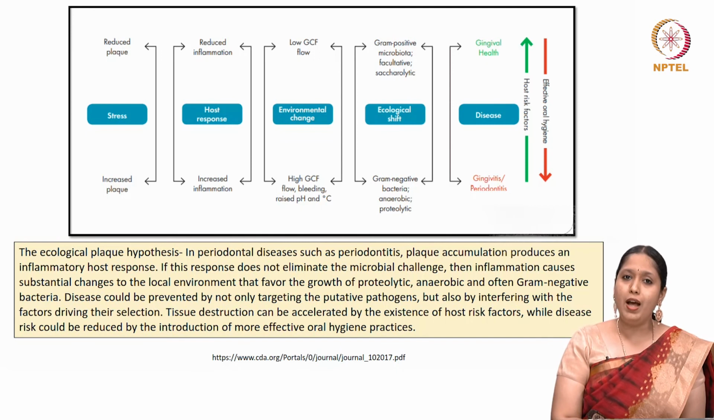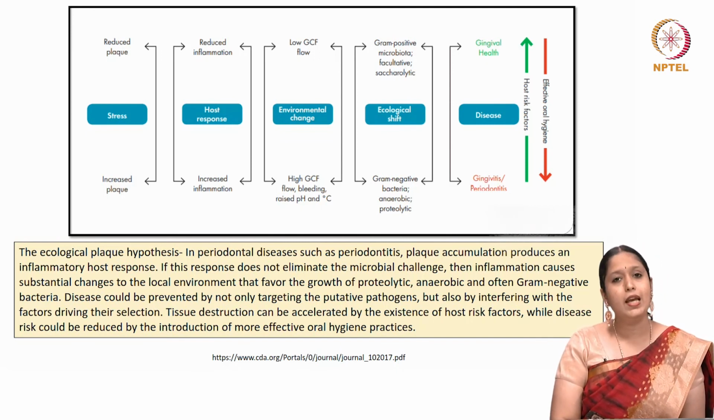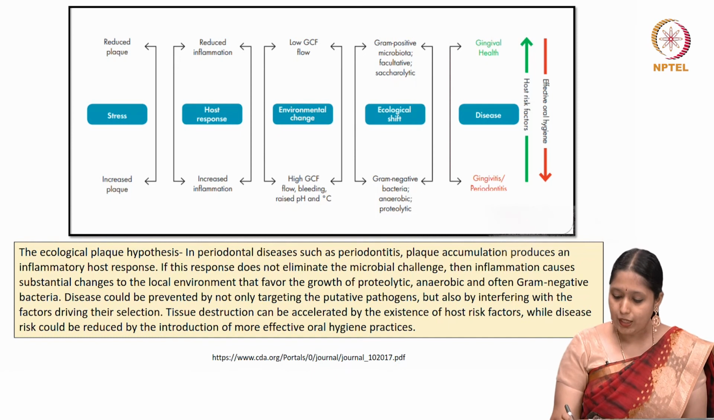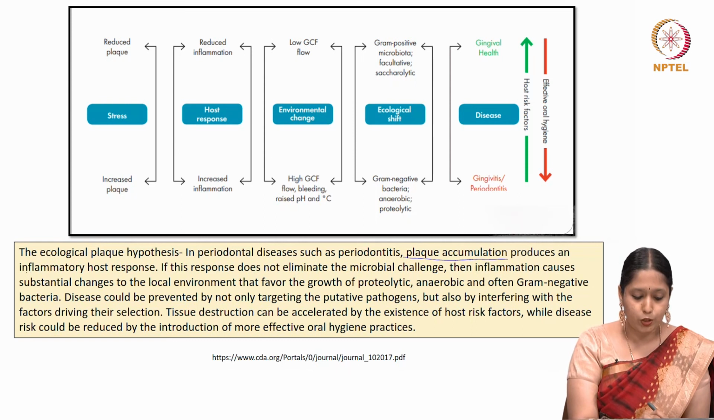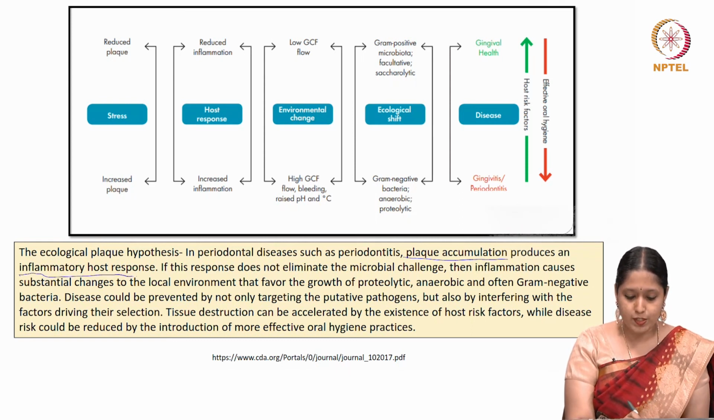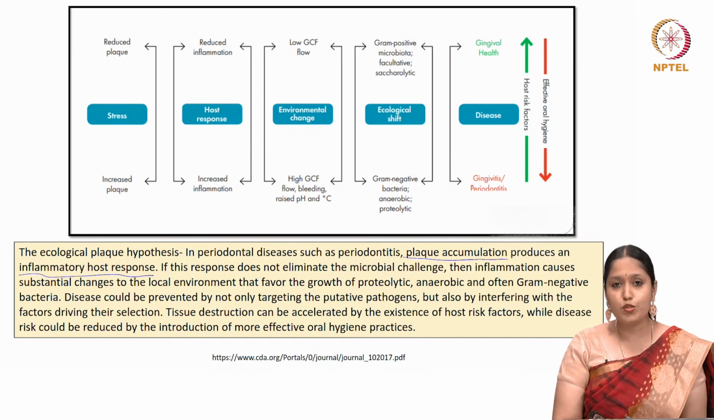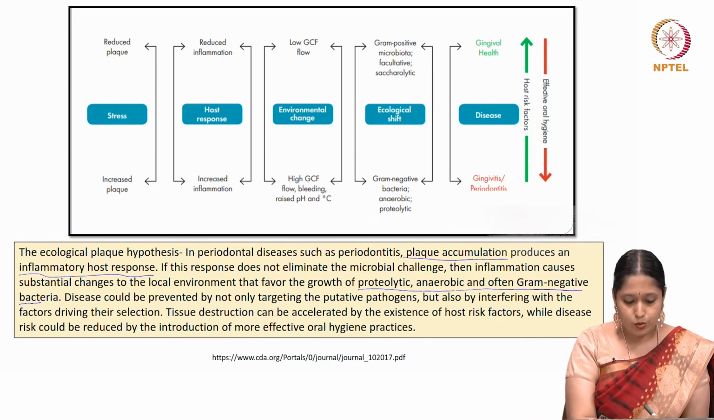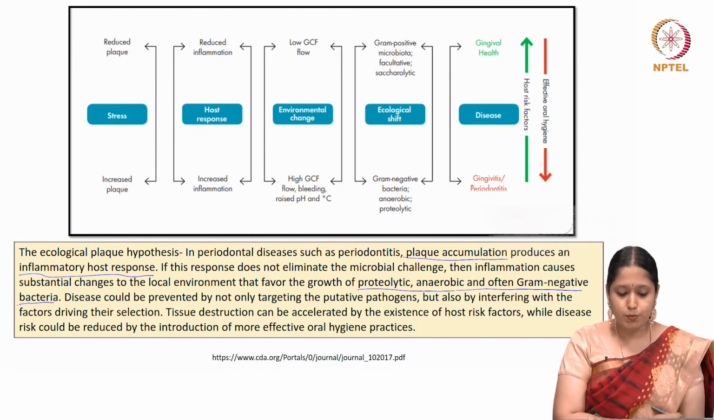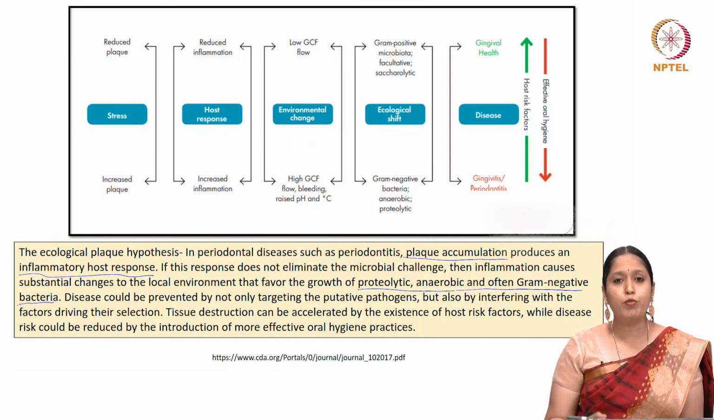Now, the ecological plaque hypothesis for the periodontal diseases. In conditions such as periodontitis, plaque accumulation produces an inflammatory host response. Always remember, plaque accumulation causes an inflammatory host response. If this response does not eliminate the challenge, the inflammation causes substantial changes to the local environment that favor the growth of proteolytic, anaerobic and often gram negative bacteria. If the host immune response doesn't work, there will be a greater number of proteolytic, anaerobic as well as gram negative bacteria.